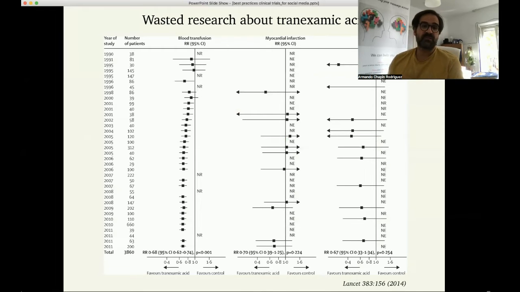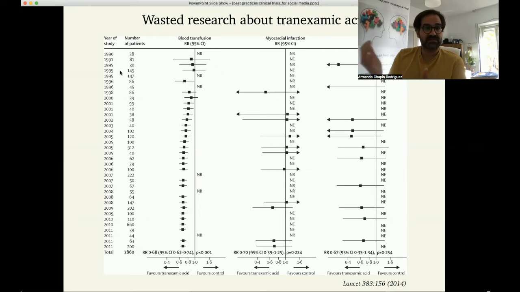This figure comes from a survey of studies on the outcomes of patients who undergo surgery involving tranexamic acid. Tranexamic acid is something very often used to control bleeding in surgery. And so many studies, starting from 1990, have been looking at whether using tranexamic acid reduces, for example, the need for blood transfusion, reduces risk of myocardial infarction, reduces risk of death. And so we've had studies asking almost the same questions from 1990 on.